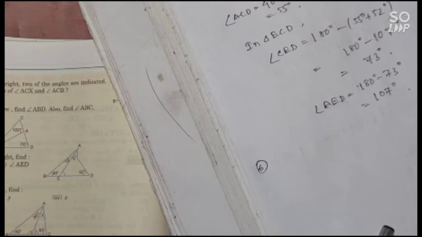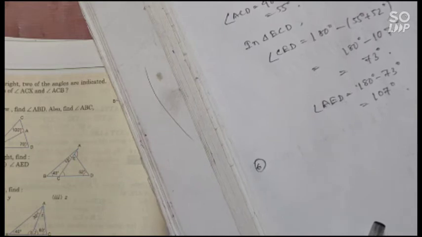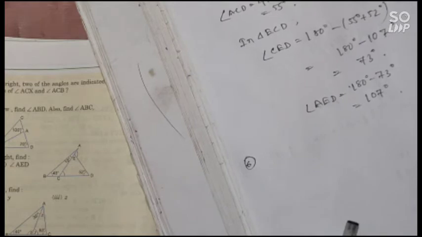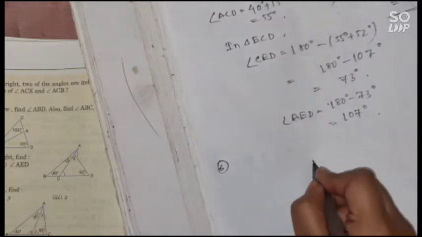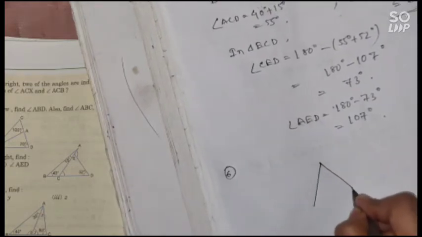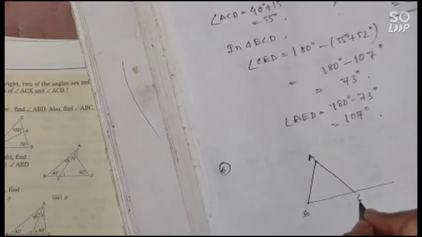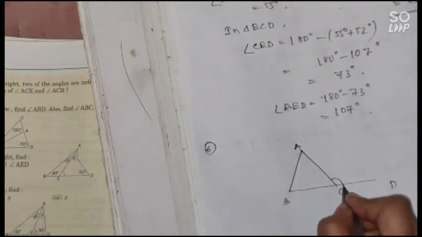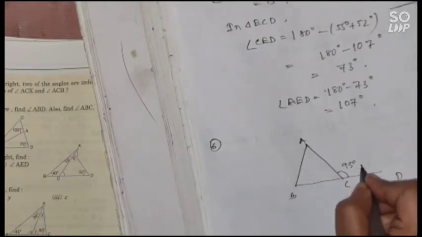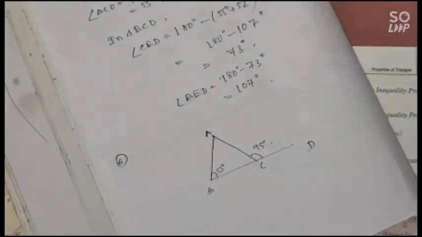Next, question number 6. In a triangle, an exterior angle at a vertex is 95 degree. One of its interior opposite angles is 55 degree. Find all the angles of the triangle. Suppose the triangle is ABC, exterior angle ACD. Exterior angle is 95 degree. One of its interior opposite angles is 55 degree. Find all the angles of the triangle.